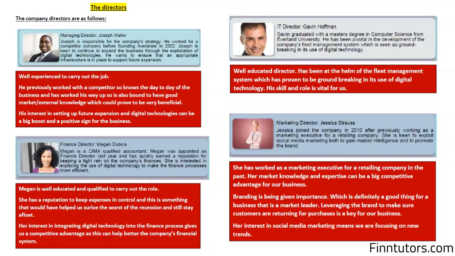Same way, we have the IT director, which is Gavin Hoffman. So Gavin graduated with a master's degree in computer science from Everland University. He has been pivotal in the development of the company's fleet management system, which is seen as groundbreaking in its use of digital technology.